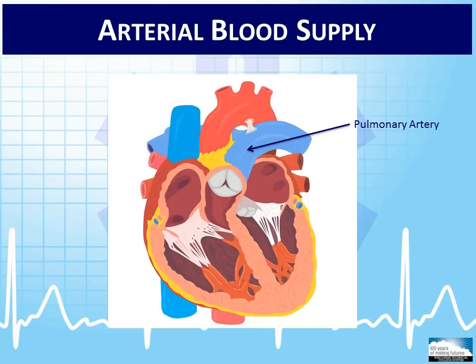Because blood returns to the heart from the body through the right atrium into the right ventricle and then through the pulmonary artery before going to the lungs to exchange carbon dioxide for oxygen, the pulmonary artery is the only artery in the body that carries oxygen-depleted blood.